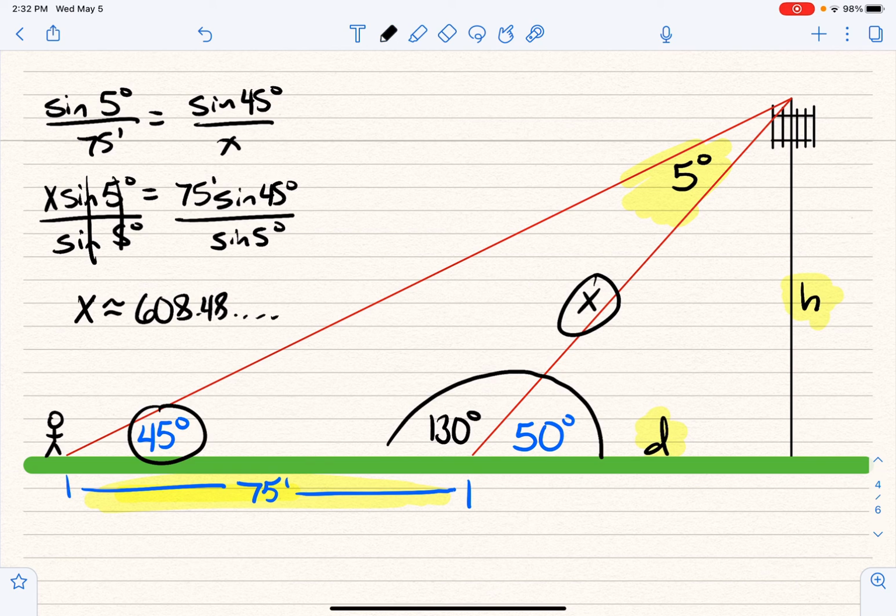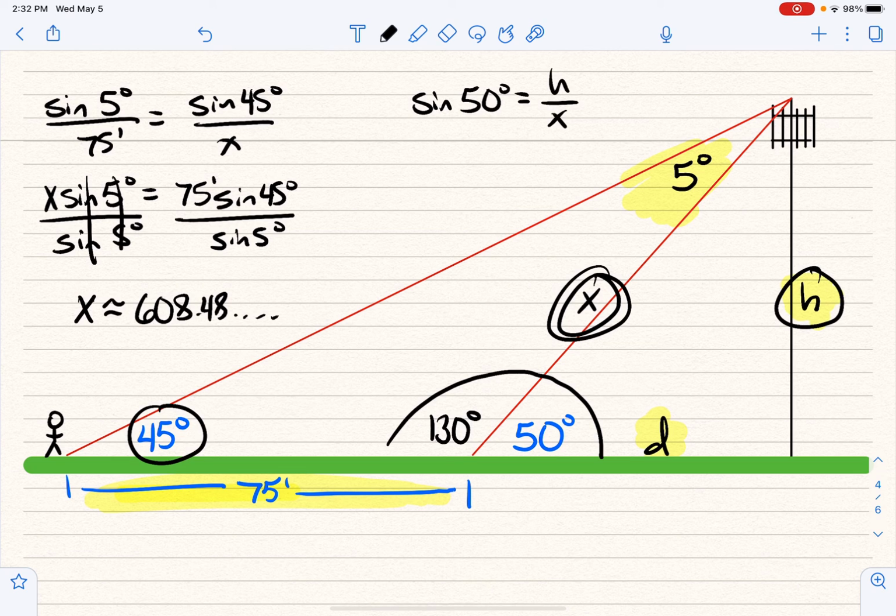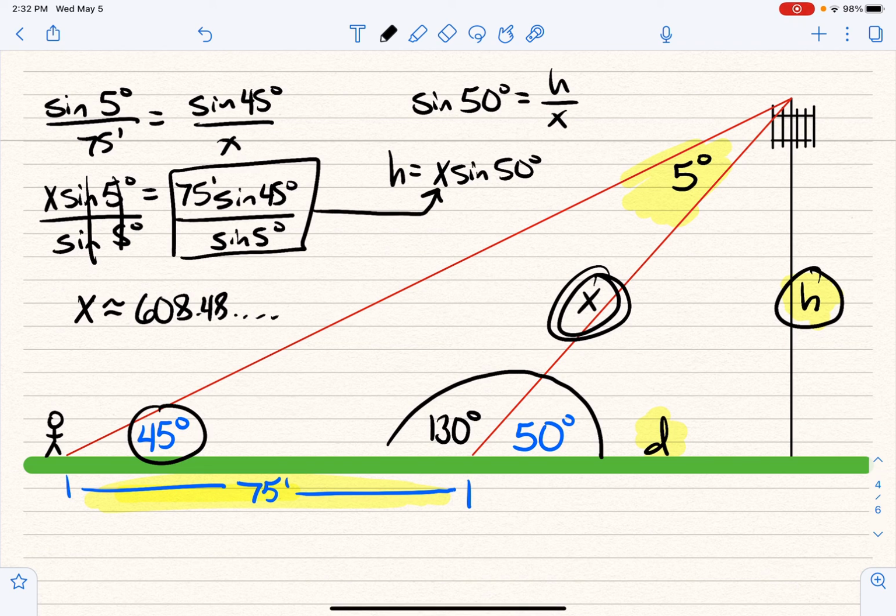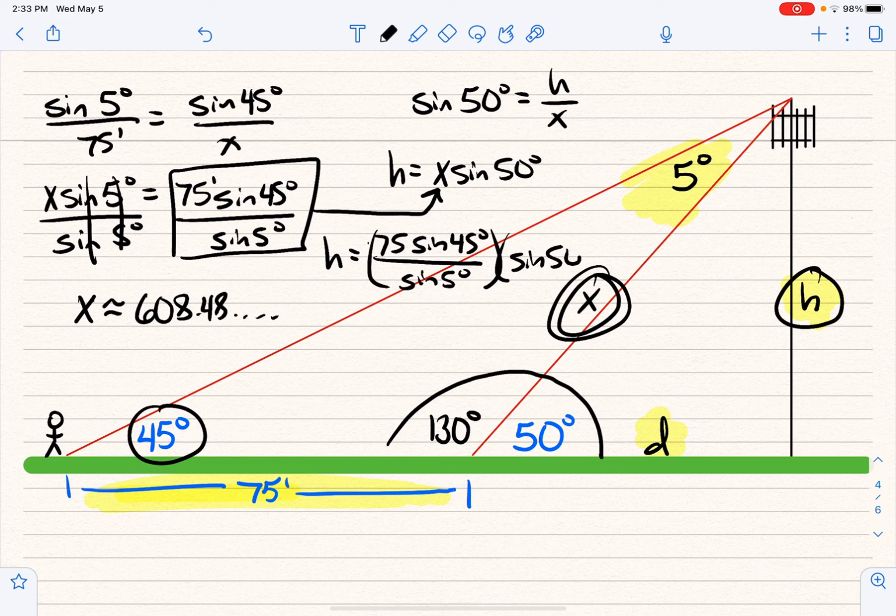So now I go back to using some basic right triangle trigonometry, and I know that the sine of that 50 degrees is going to be equal to opposite over hypotenuse, h over x. So I multiply both sides by x, and I get h is equal to x times the sine of 50 degrees. And here is what I said x is equal to. So I plug that in, and I get h is equal to 75 times the sine of 45 degrees over the sine of 5 degrees, all times the sine of 50 degrees. Okay? And I can do that all in one go.